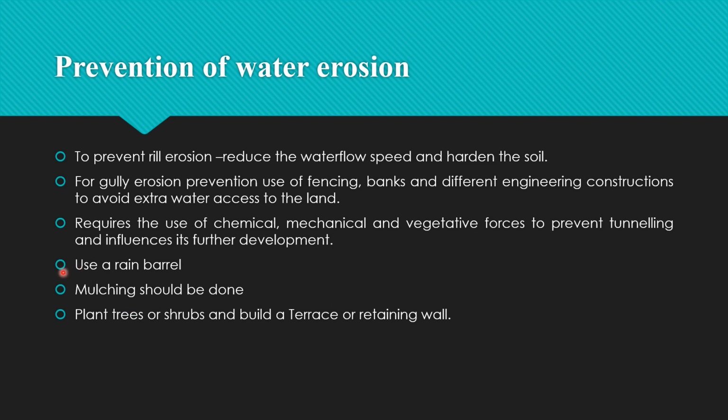We can also use rain barrels, and mulching should be done for conservation purposes. Plant trees or shrubs, and build a terrace or retaining wall for the prevention of water erosion. These are the steps to be taken for the prevention of water erosion. This is about the video.